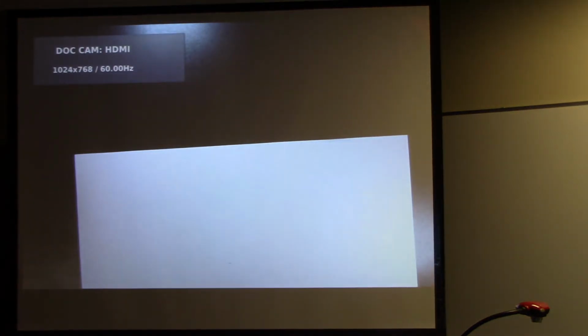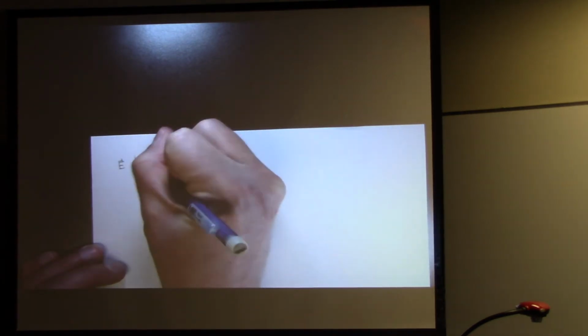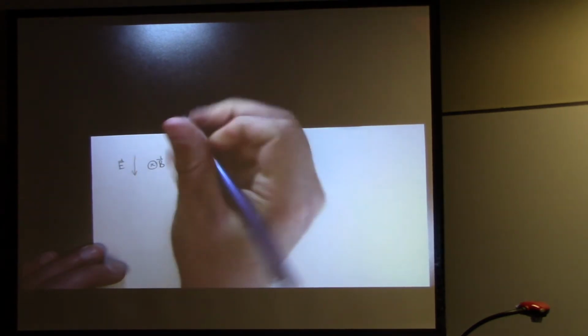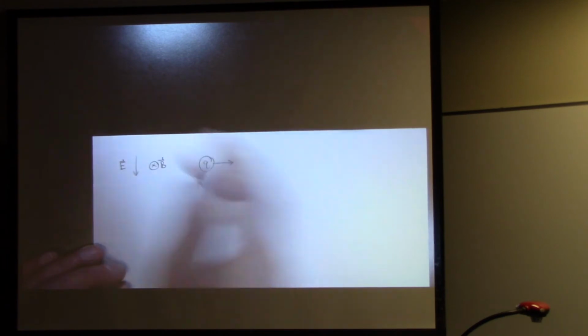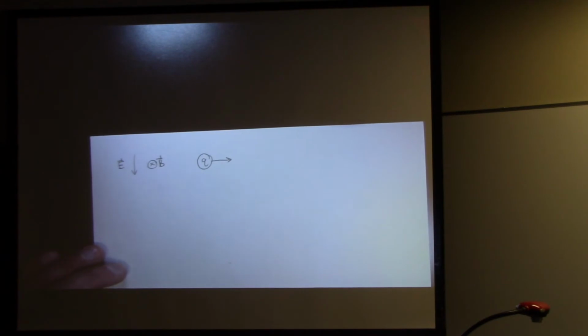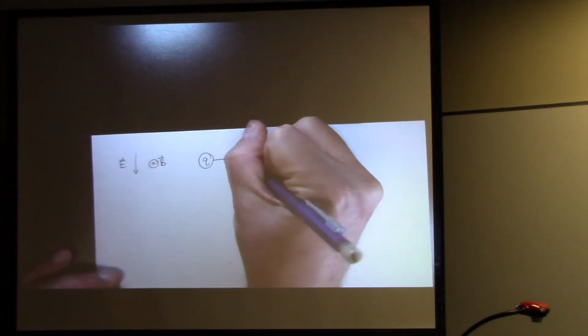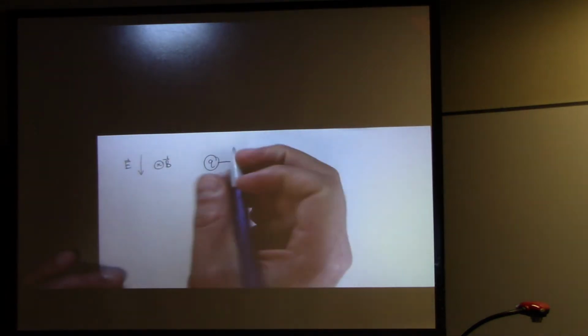So here, let's copy down what we had. We had the E field going down. We had the B field going into the page. And then we had a charge Q moving through this region, which at first was going to the right. Now let's think about what the forces are here. I haven't said anything about what kind of charge we have yet, but let's just say, for the sake of argument, it's a positive charge.